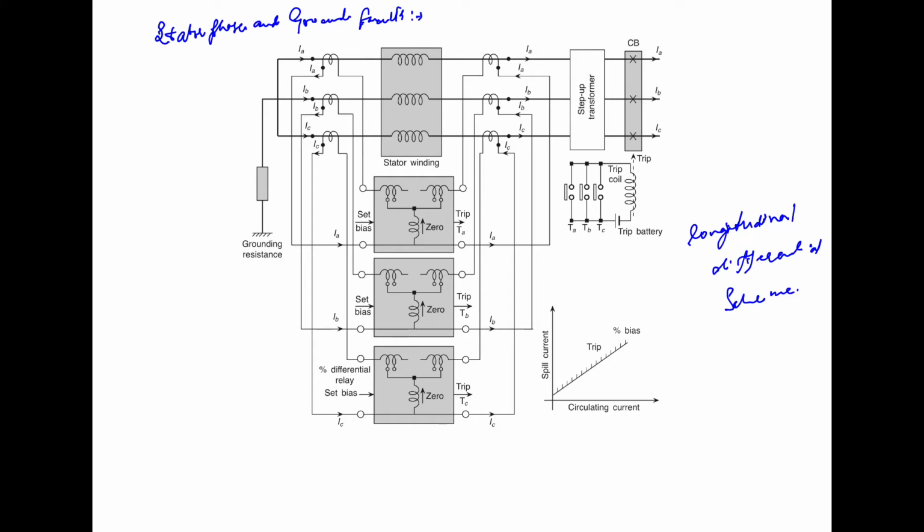This type of scheme is known as the longitudinal differential scheme, to differentiate it from another differential scheme, which is known as the transverse differential scheme, that we can discuss. This transverse differential scheme is used to detect the interturn fault. So this is the longitudinal differential scheme, and for the interturn faults we are using the transverse differential scheme.